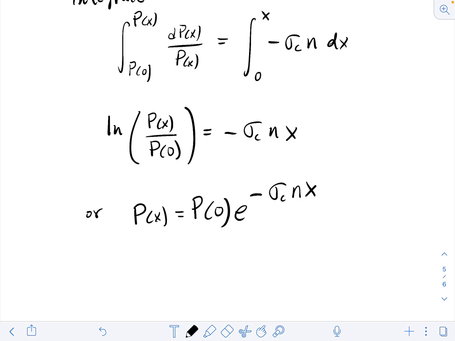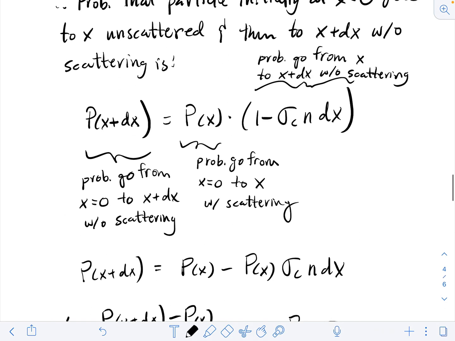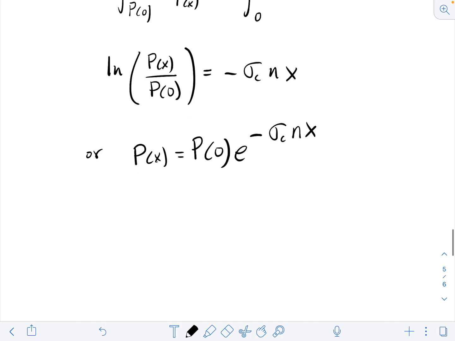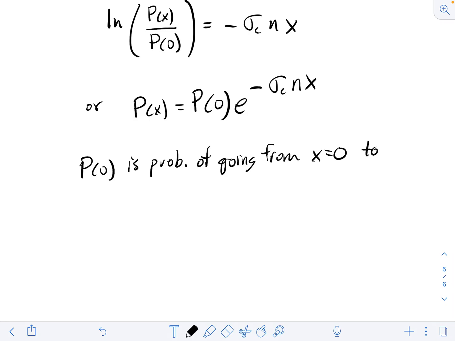So if you think about a little bit how we've defined what we mean by p of x, let's go back up here. P of x is the probability of going from x equals 0 to x without scattering. So if we stay consistent with that, then p of 0 is the probability of going from x equals 0 to x equals 0 without scattering.